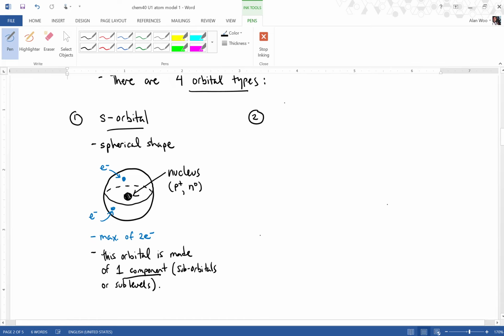So the second orbital type is called a p orbital. Okay. Now I'm not going to go into the shape just yet. I want to see if you can figure out what the arrangement is first. So for this one, we're going to draw a Cartesian plane. Okay. So you have the x-axis, the y-axis, and the z-axis. At the center, you have your nucleus.